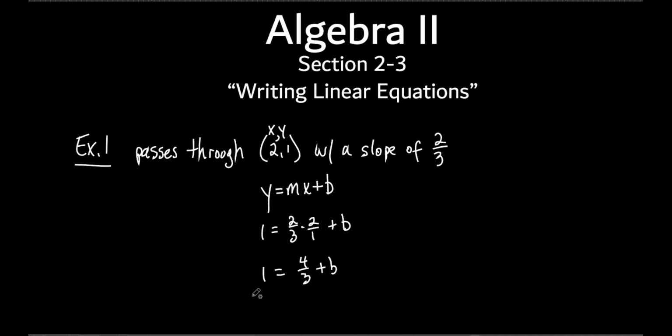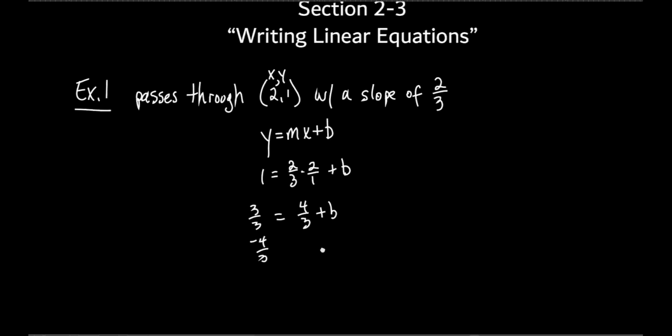Subtract 4/3. Subtract 4/3. What am I going to make 1? 1 over 1? That's not going to help me. 3 over 3, right, because my denominator is 3. So I've got 3 over 3. Everybody see that? I erased it, but you could just cross it out and put 3 over 3. And what's 3/3 minus 4/3? Negative 1/3. What did I just find? The y-intercept, okay? Now, I got to put it all together.